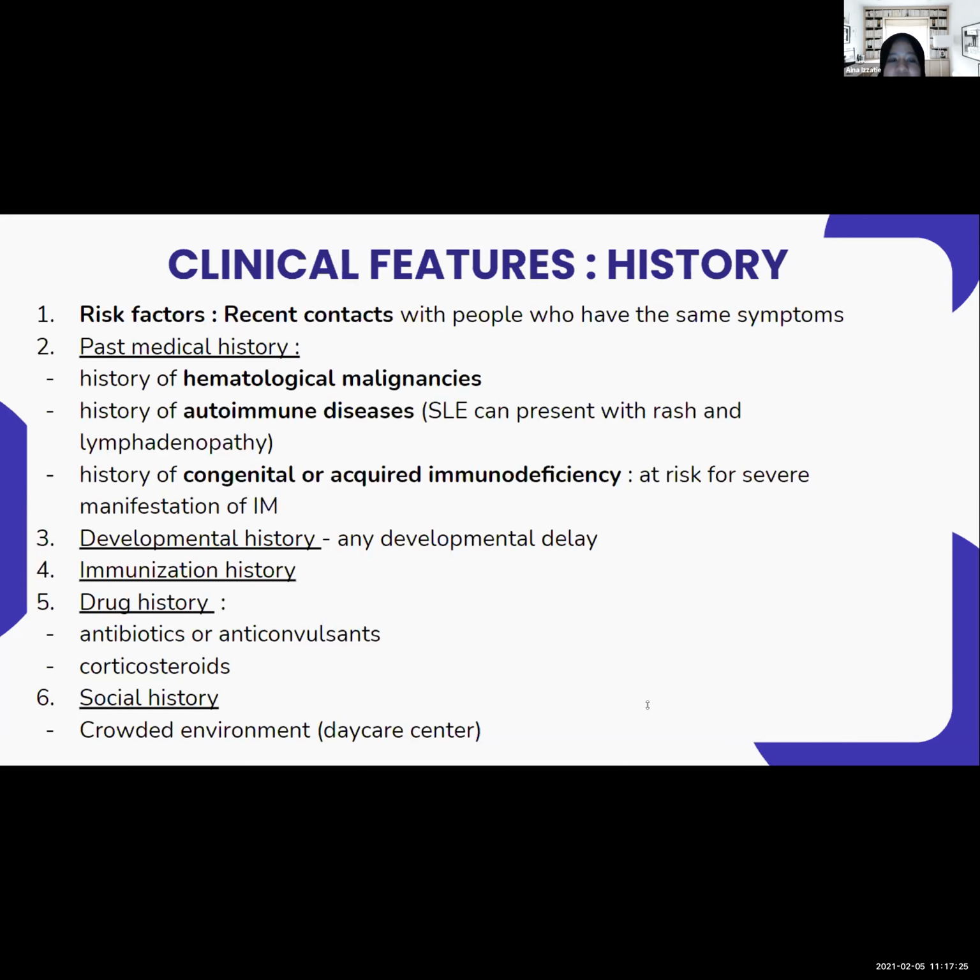And then we need to ask about developmental history, because if the patient has any developmental delay, certain congenital infections can lead to developmental delay. And for immunization history, we need to know about the risk of the patient to get any vaccine preventable diseases.